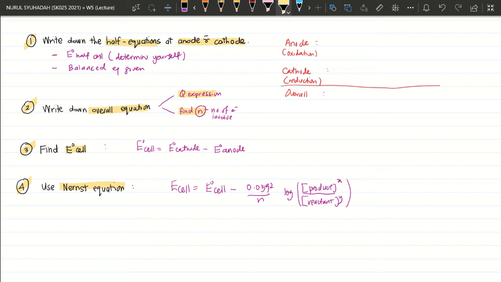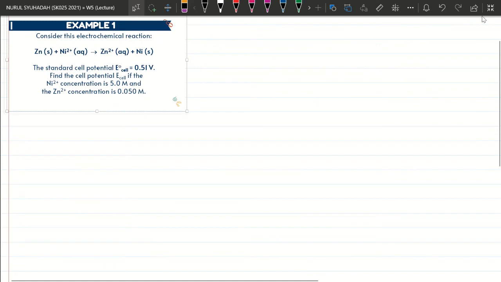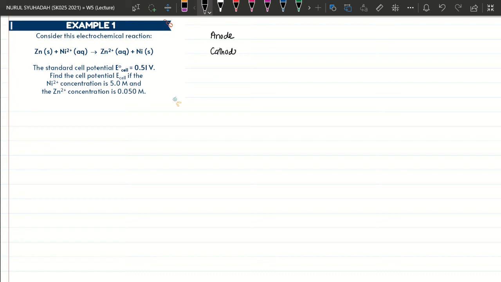So now, let's go back to our example 1 just now. Let's do this step by step. Like I mentioned before, our first step is to write down the equation at anode and then the equation at cathode, labelled as anode and cathode. So, determine from the balanced equation over here: zinc, Zn2+, Ni2+, and Ni.